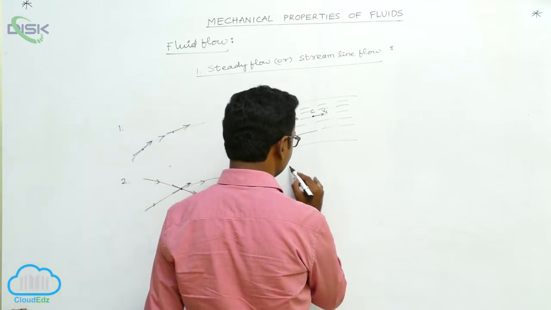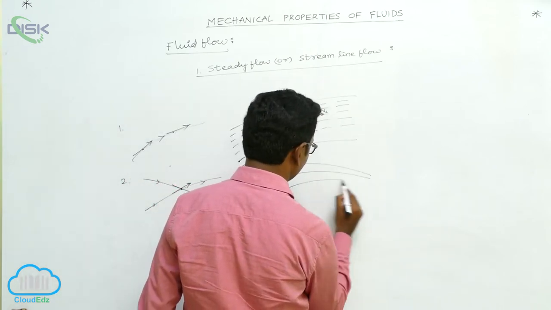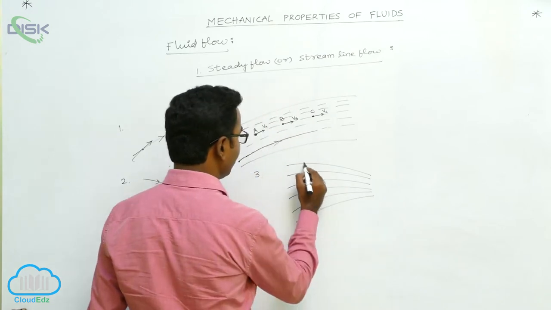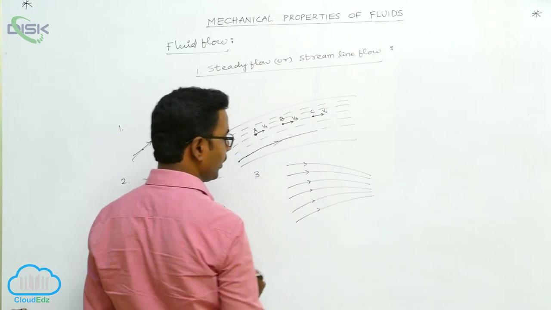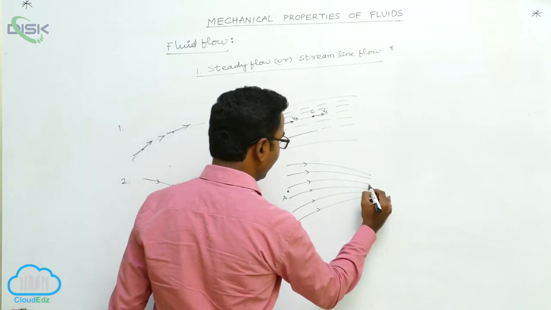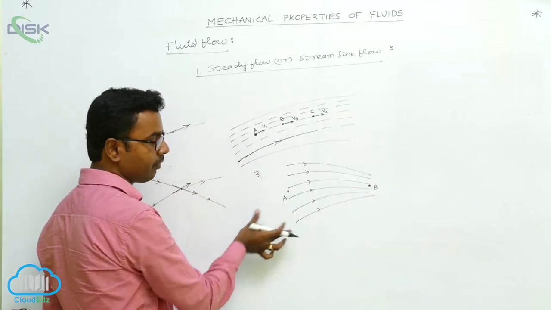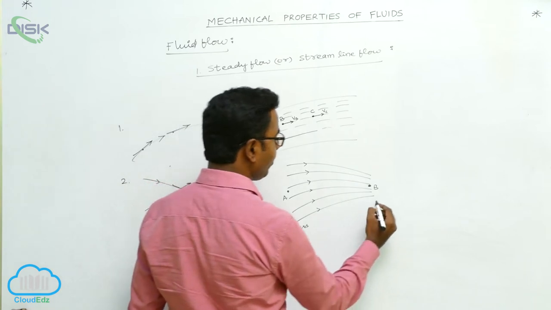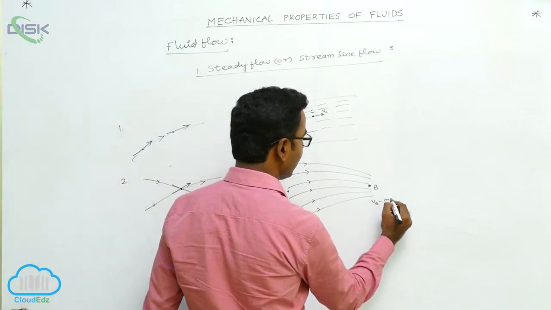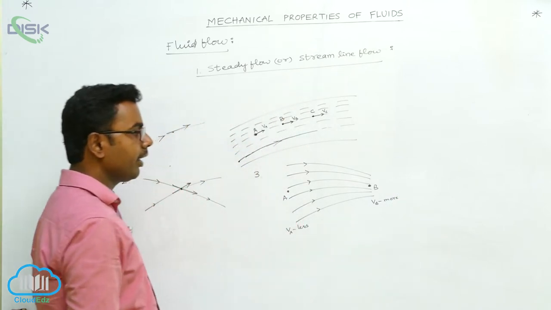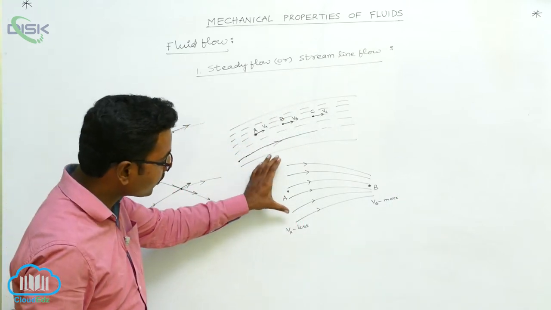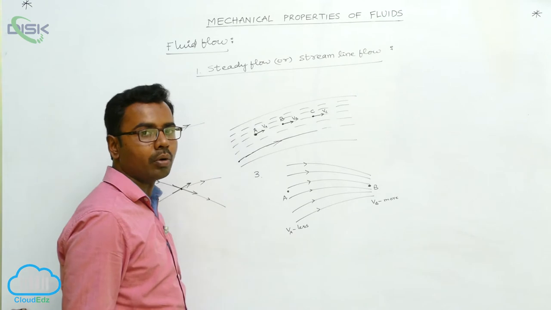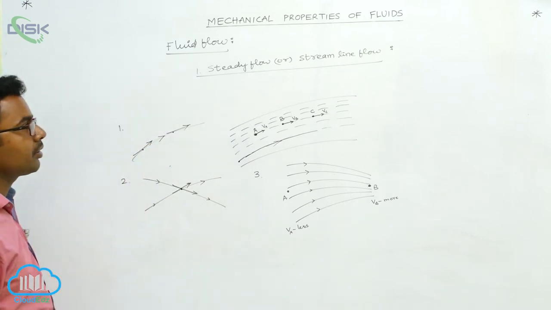For example, this is showing a steady flow. We consider two points A and B. At point A, the streamlines are far from each other, so here velocity is less. And here at point B, the streamlines are close to each other, so here velocity is more. So according to this, the region where streamlines are far from each other, their velocity is less, and the region where streamlines are close to each other, their velocity is more. These are a few characteristics of streamlines.